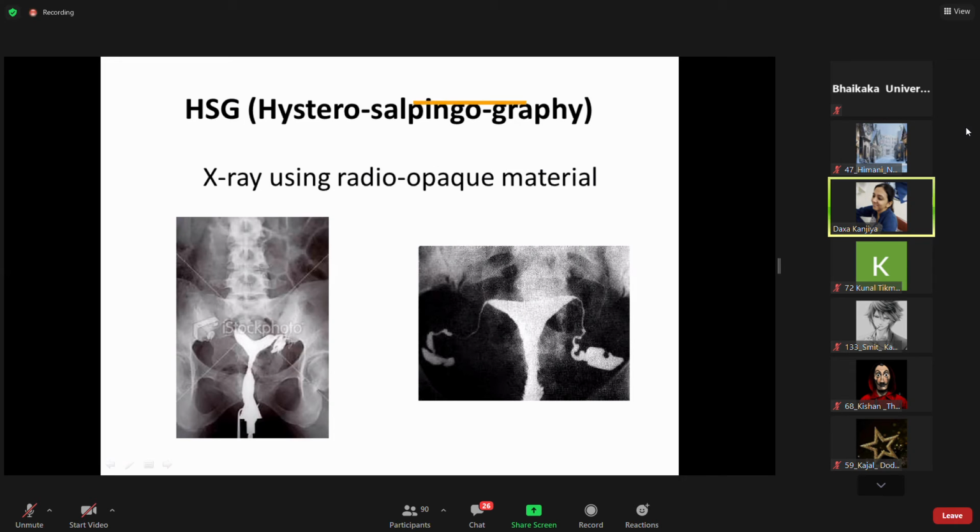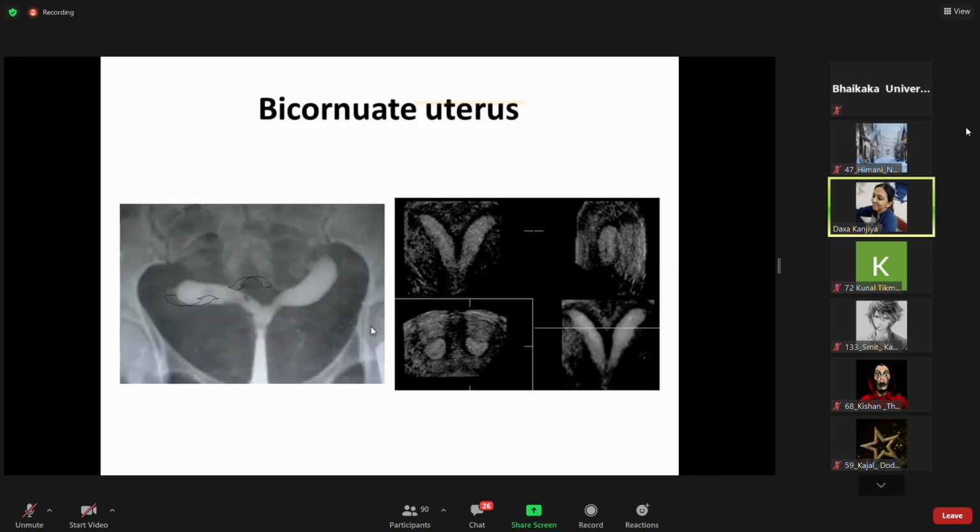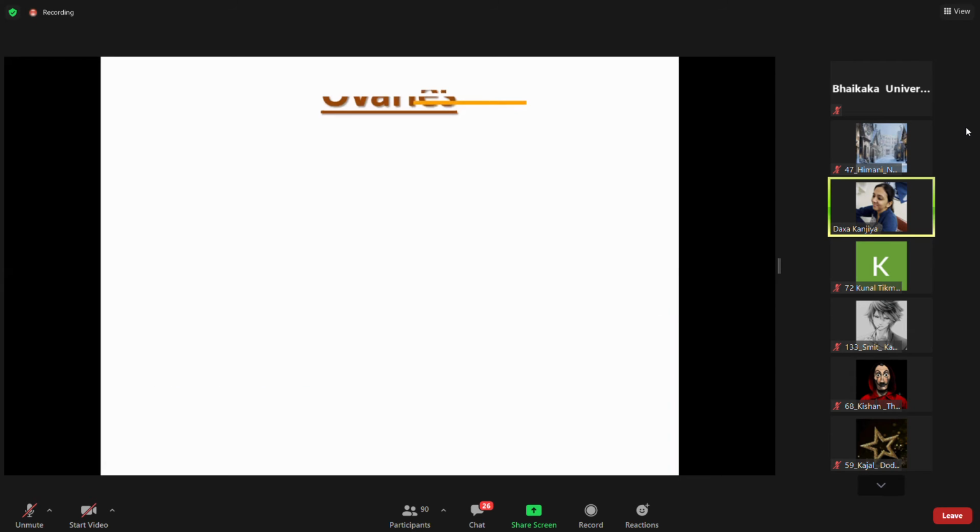So this is the most common procedure used for examination of the uterus as well as the fallopian tube. By this X-ray, the HSG procedure, you can make out any congenital anomaly. As it is seen here, it is a bicornuate uterus. Here you can see the double cornu of the uterus, which is one of the congenital anomalies. So that's all about the uterine tube.